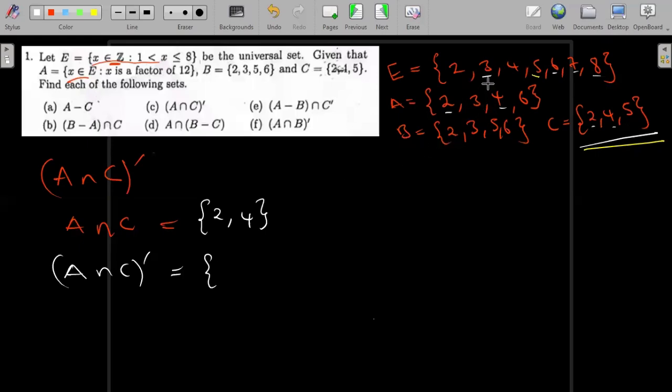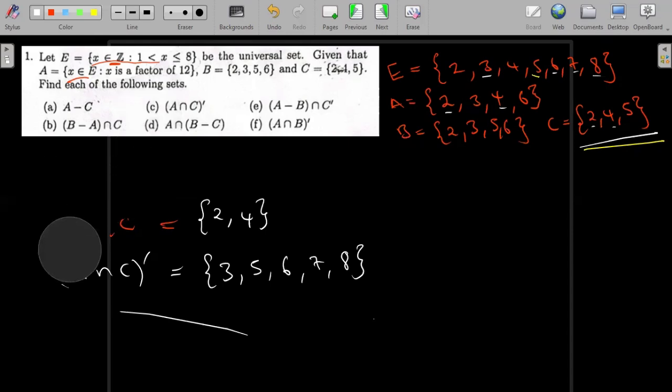So I can check here, my universal set. 3 is not in A intersect C, so 3 will be in the complement. 5 is not there, so 5 will sit there. I have 6, 7, and 8. So these are the elements that will sit in my A intersect C complement. Okay, so that's how you solve this question. All right, so we move on to part D now.